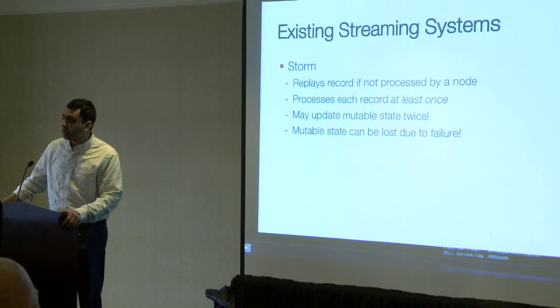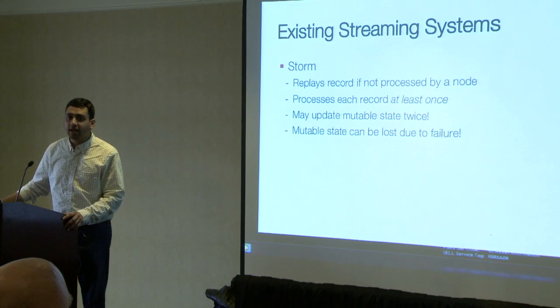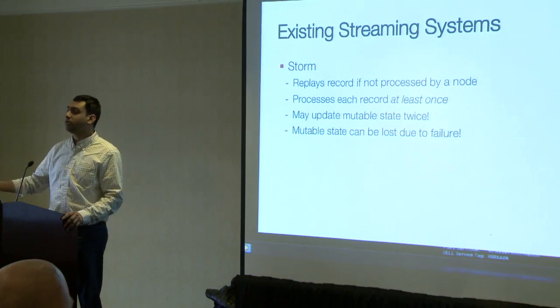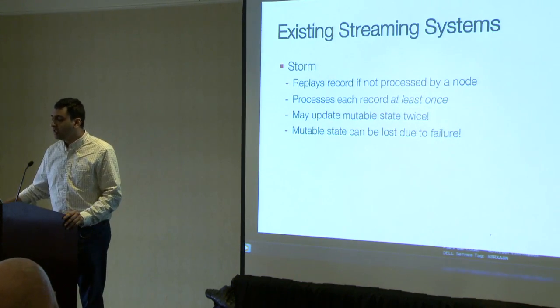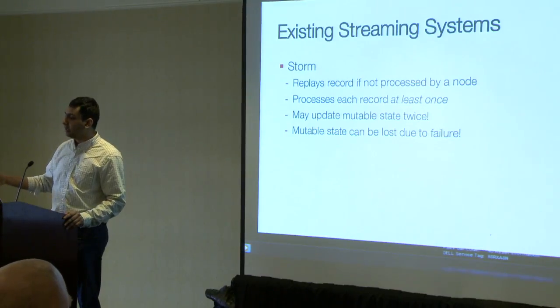What Storm guarantees is that it will replay any record if a node has not processed that record, which means that it only guarantees at-least-once processing. So every record will be processed at least once, which also means that if you want to maintain a count of records, you can easily get double counting because a record may be replayed twice. You will never know. And the mutable state, the count, can be easily lost when one of the nodes fails.